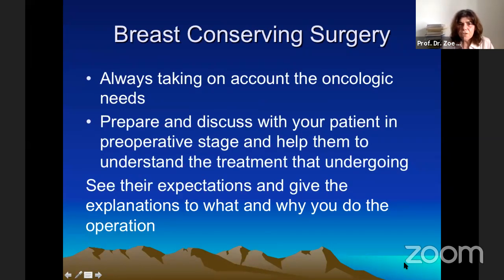Always important to see what oncological results you want to achieve. Prepare and discuss with your patient. This is the most important of all the steps before you take the patient to surgery or to whatever treatment you do, you organize. If the patient goes for neoadjuvant, still goes through a preparation.